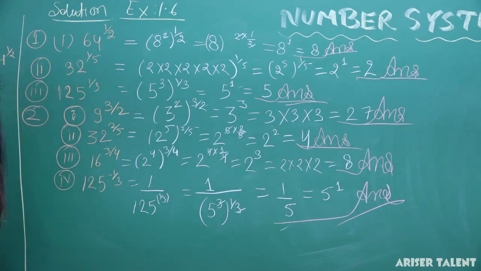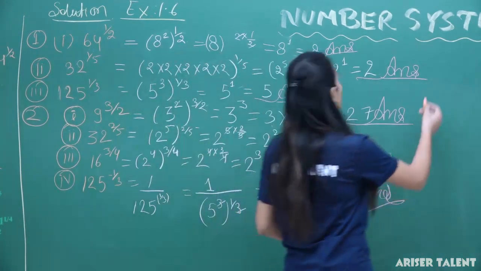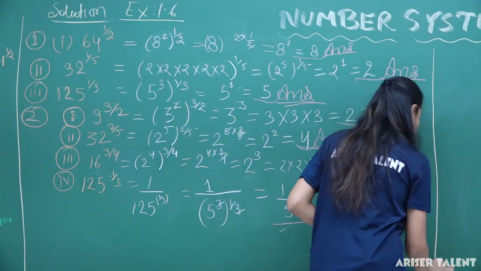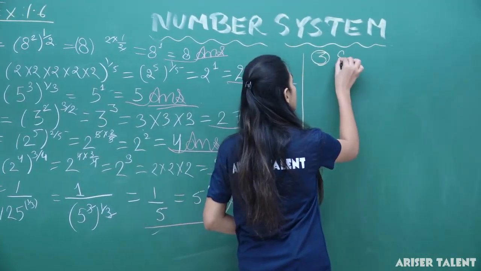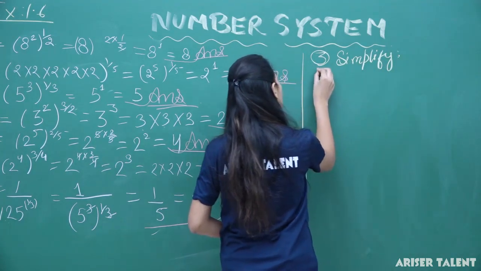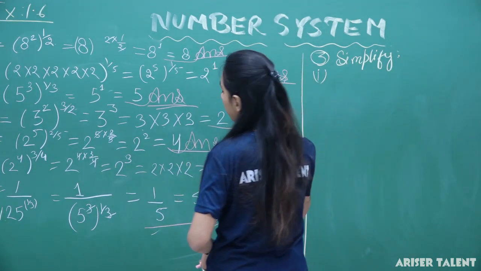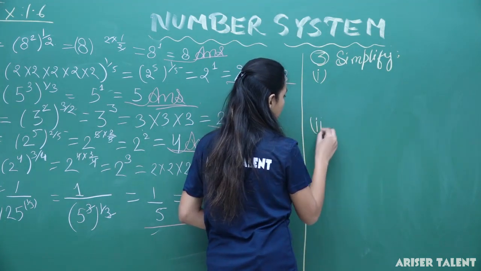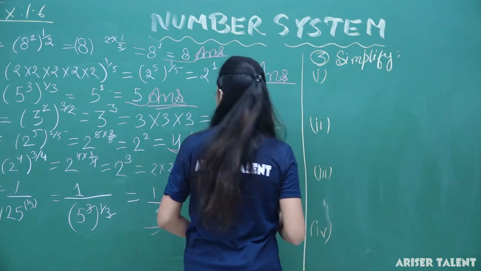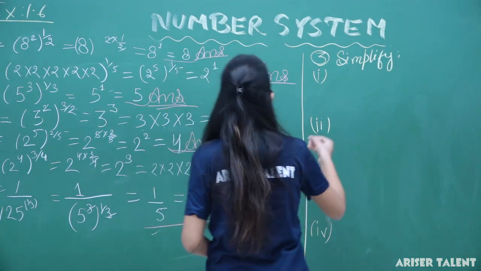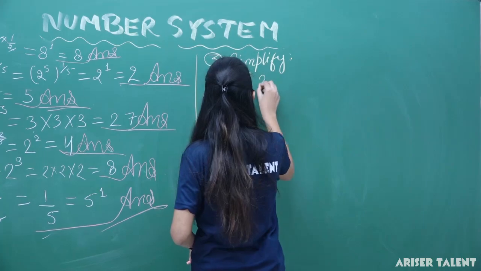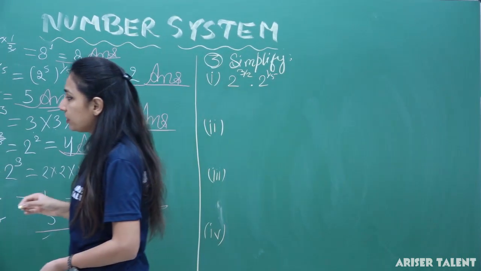Now this is about the question number 1 and 2. Now talk about the third one. Simplify. Now what and what we have to simplify? We are having 1, 2, 3 and 4 questions right there. The first question is simplify 2 raised to power 3 by 2 multiplied by 2 raised to power 1 by 5. This is your first question.